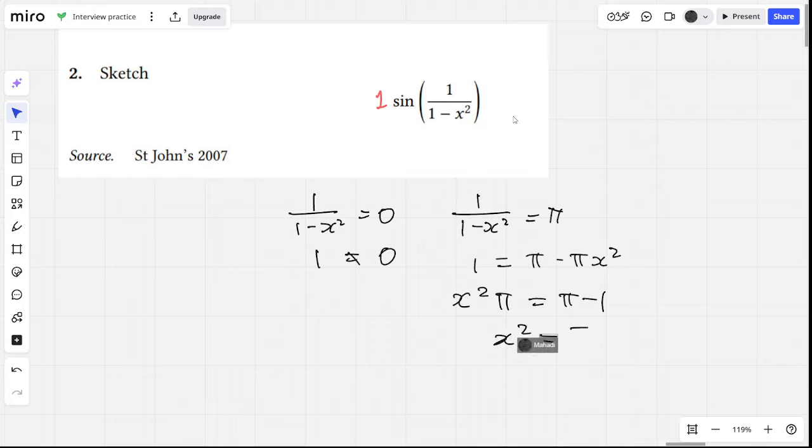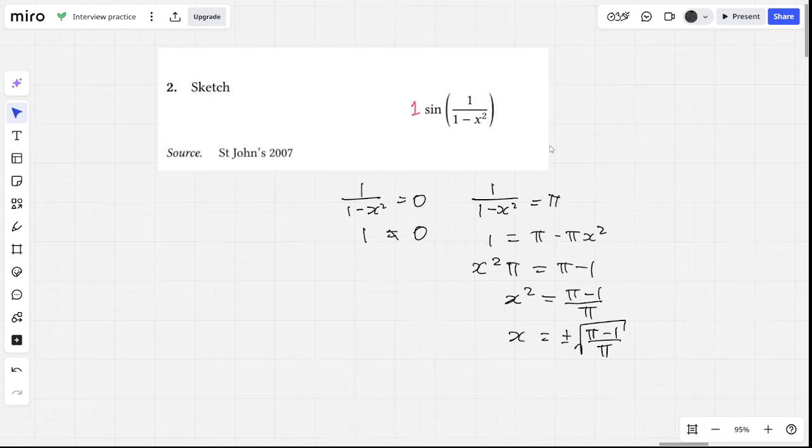X squared is equal to pi minus 1 over pi, and therefore my roots are plus minus the square root of pi minus 1 over pi. And if I go full on engineer mode, I am doing 3 minus 1, 2 over 3, 2 over 3, root 2 over 3 is, I think, slightly less than 1. Okay, so this is not too bad, but I can generalize this.